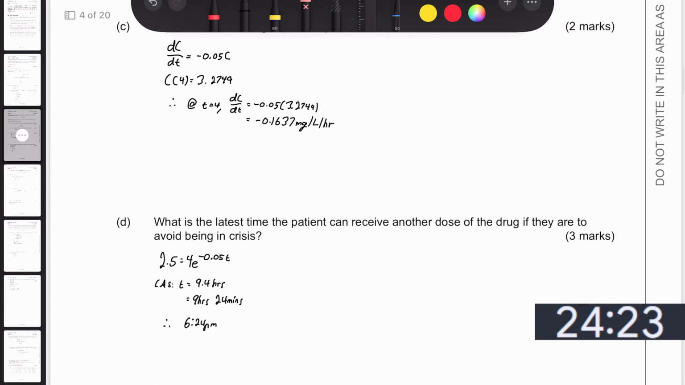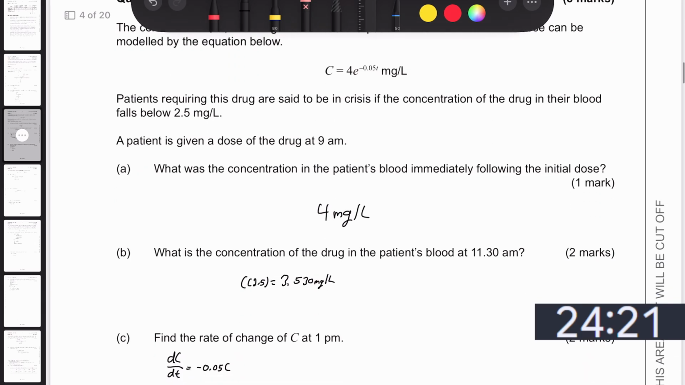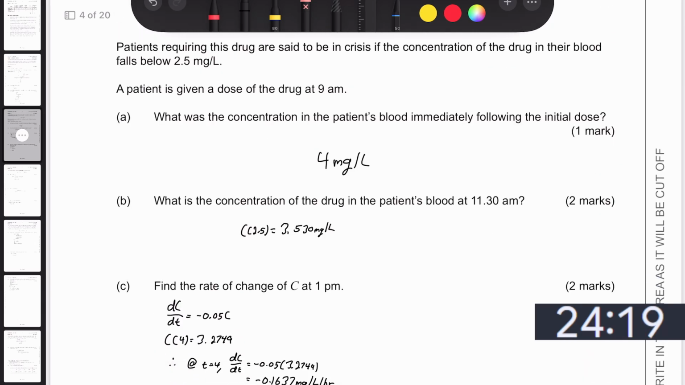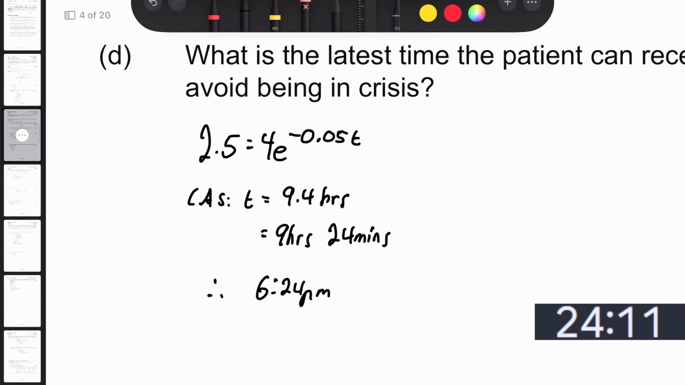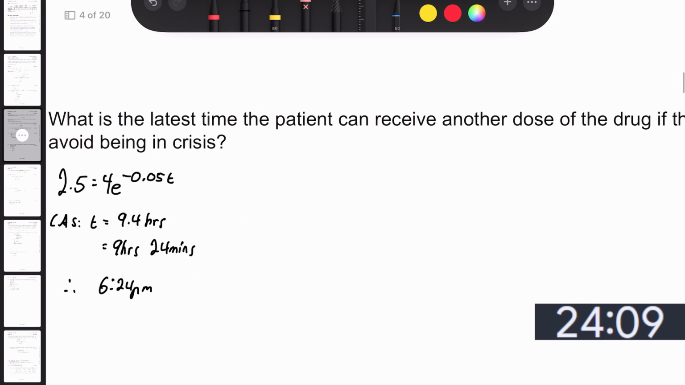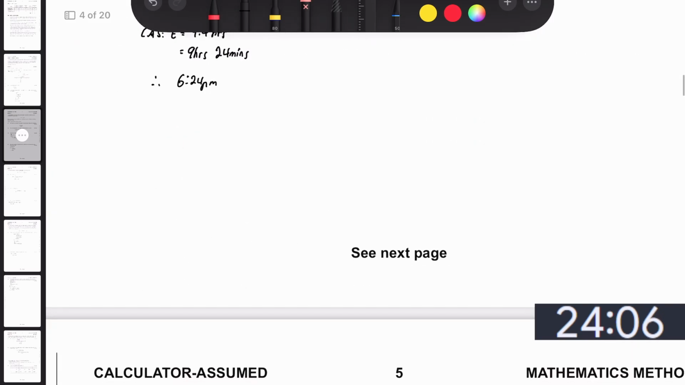What was the latest time to avoid being in crisis? It falls below 2.5. So solve 2.5 equals 4e to the negative 0.05x. 9.4 hours, 9 hours, 24 minutes. 3 and 6 hours remaining, so 6:24 p.m.